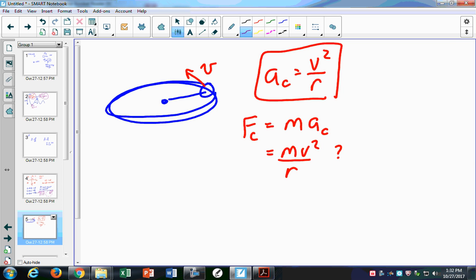The centripetal force is a force that's provided by something. So, for example, here, my centripetal force is my tension in the string. And if I want to know the tension in the string, and if I know the speed, then I would just do the speed squared over the radius times the mass. Let's just look at some sample problems, okay?